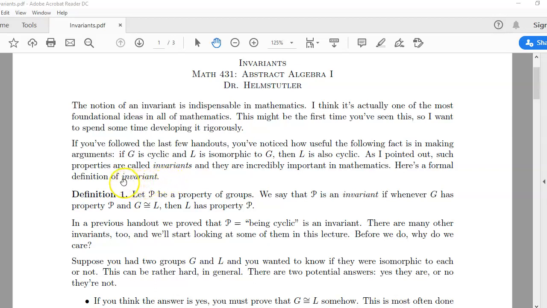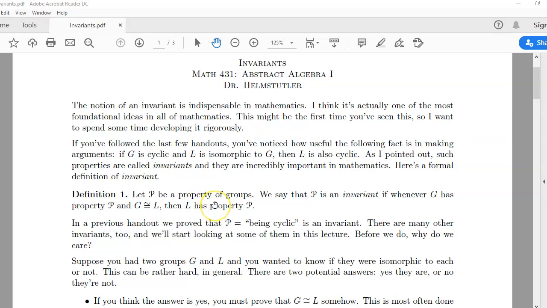Just to be careful here, as a heads up, invariant can be used both as a noun and as an adjective, okay? And I'll use it both ways. So let P be some property that groups can have. The whole point is that a property is something that a group either has or it doesn't. It's a yes or no question. Being cyclic is a property. You're either cyclic or you're not. Being abelian is a property. You are either abelian or you're not.